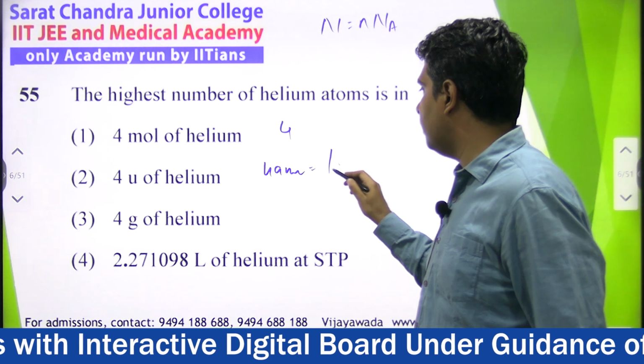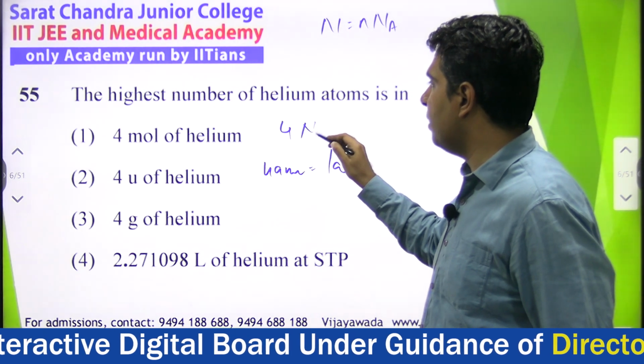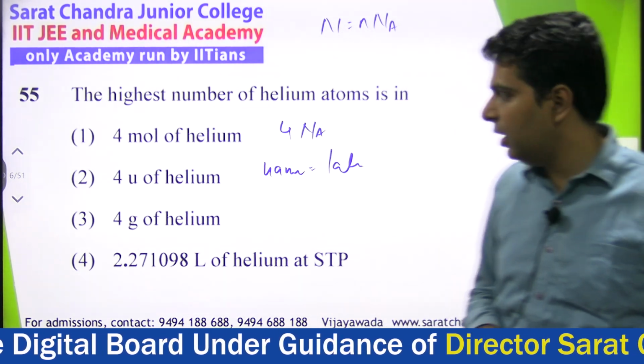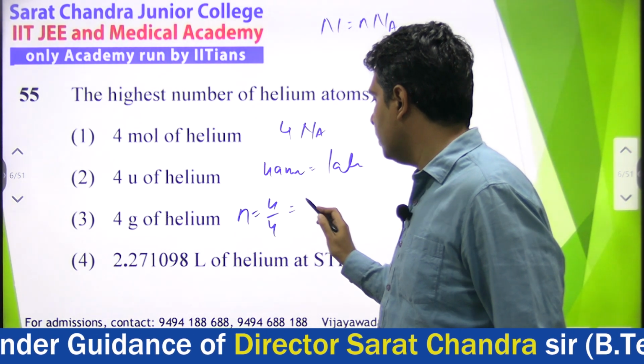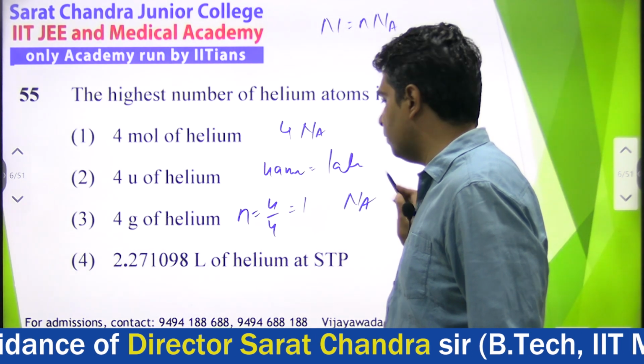So that is 1 atom. Over here this will be 4 Na atoms. Number of moles times Avogadro's number, 4 Na atoms. Then 4 grams of helium, number of moles, the molecular weight of helium is 4. So 1 mole, that means Na atoms will be there.